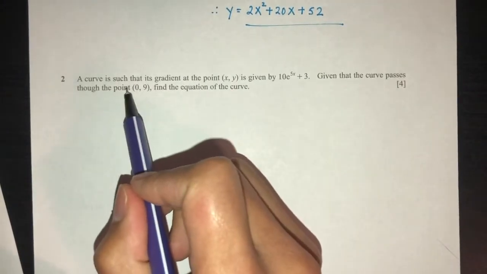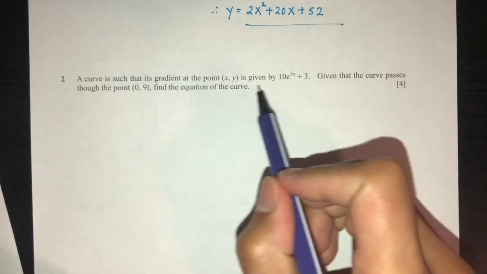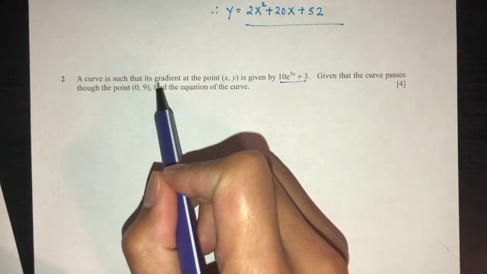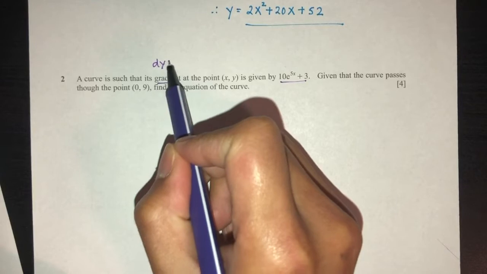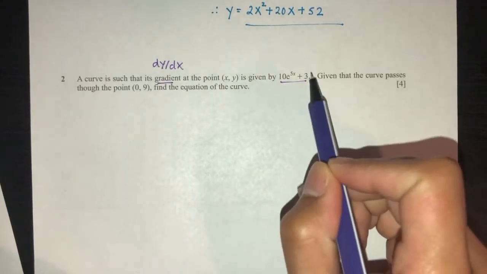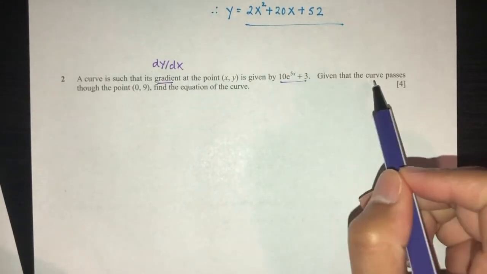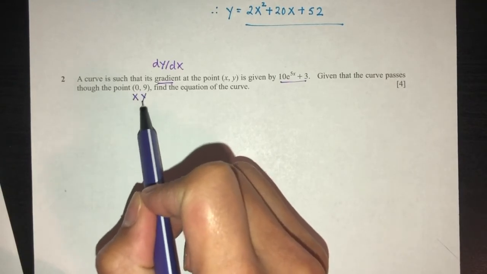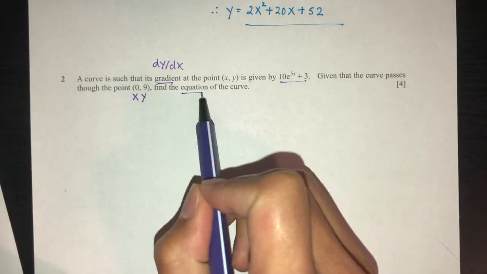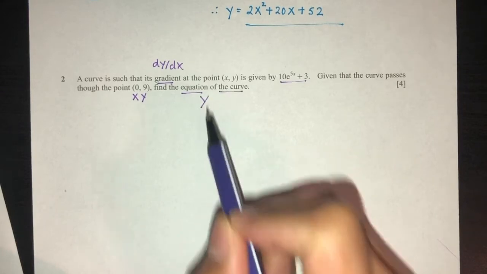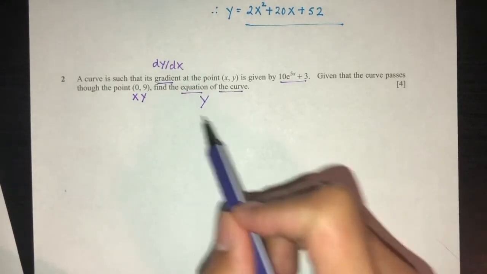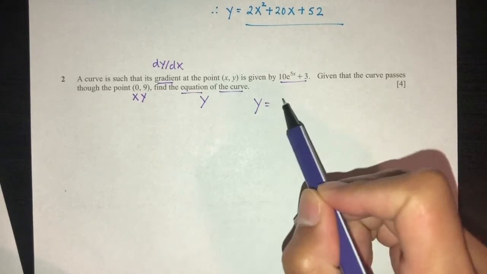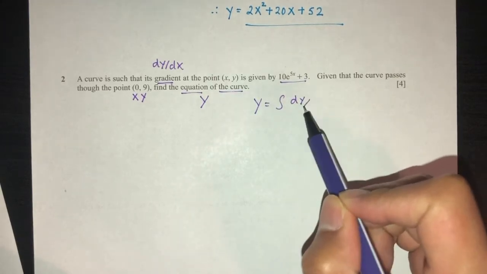A curve is such that its gradient at the point is given by this. So gradient is just dy by dx, given by this equation. Given that the curve passes through the point 0, 9, this is your x and y value, find the equation of the curve, that is, find the value of y. As you guys must know by now, to find y we have to integrate dy by dx.